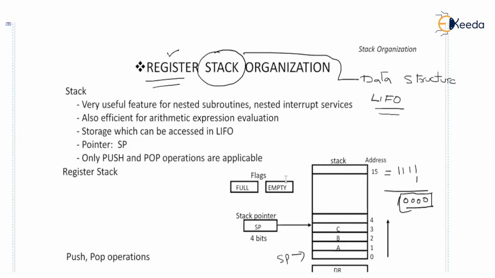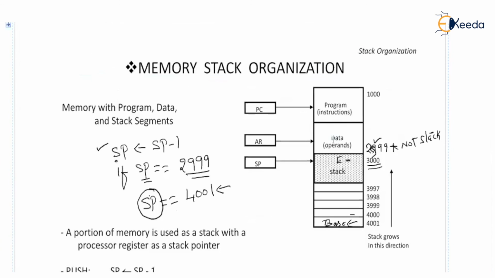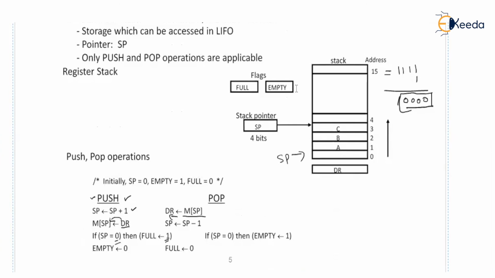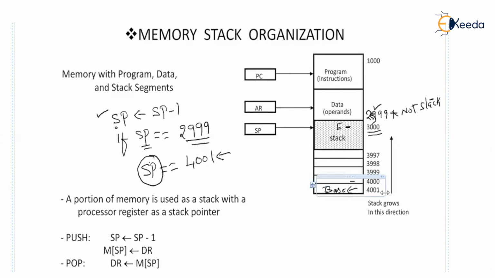Just a small revision about the stack. There is a register stack. A register stack will get implemented in the CPU. Memory stack will get implemented in the main memory. Only the thing is, here in the register stack, this is an upward stack because the stack pointer goes in this direction, 0 to 15. Memory stack is a downward stack. It goes from 4001 to 3000. So that is the difference between register stack and memory stack.